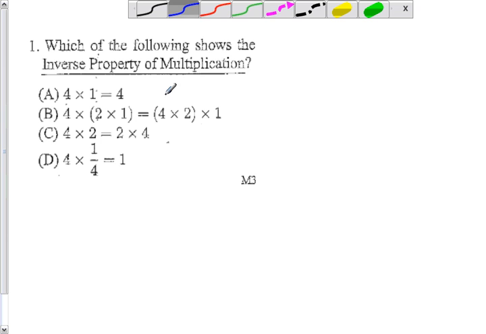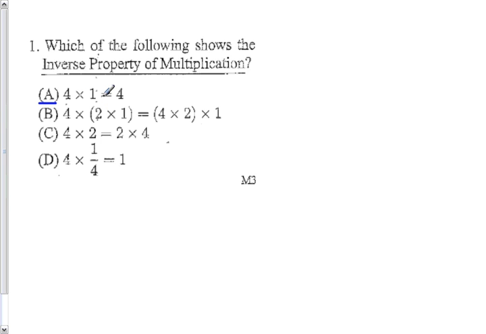Let's talk about some of the other properties. Here, A would have been the identity property, which means we multiply some number by 1 and we get the same number. So I'll kind of abbreviate here. That was the identity property.